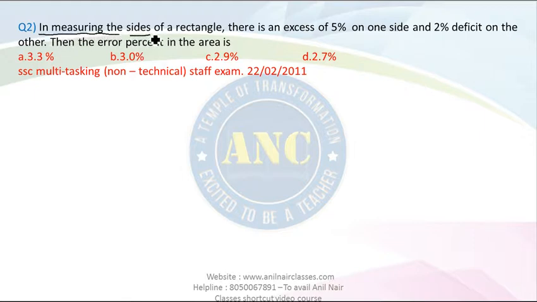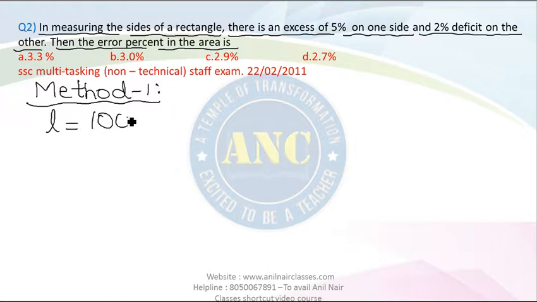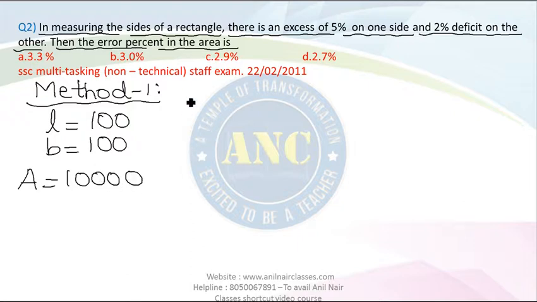In measuring the sides of a rectangle, this question is again a question on rectangle. There is an excess of 5% on one side and 2% deficit on the other. Then the percentage error in the area is how much? Find the percentage error or the percentage change in area. Method 1 teaches that I will put the initial length as 100, and initial breadth also 100, although it's a rectangle. That means initial area is 10,000.